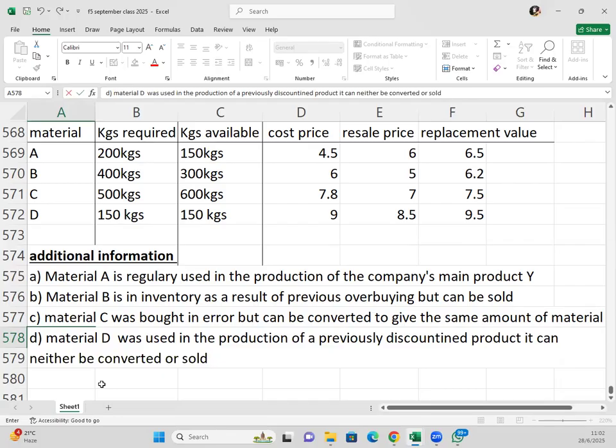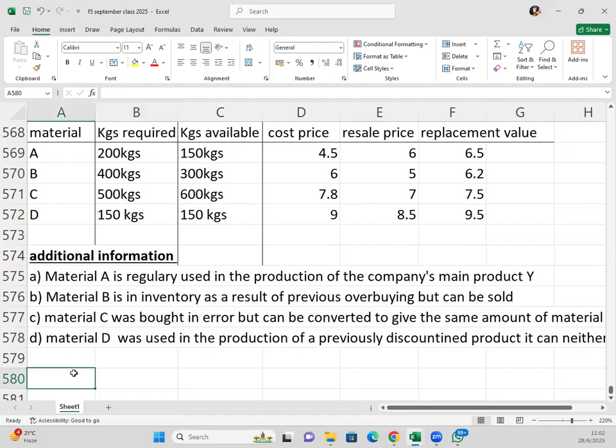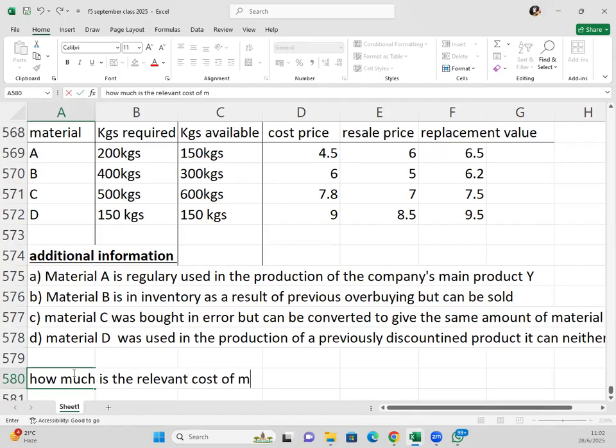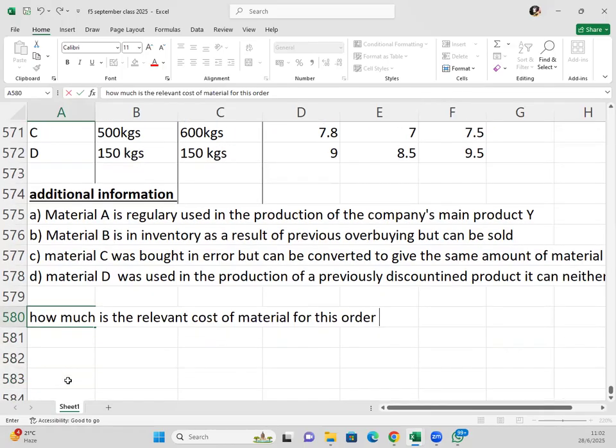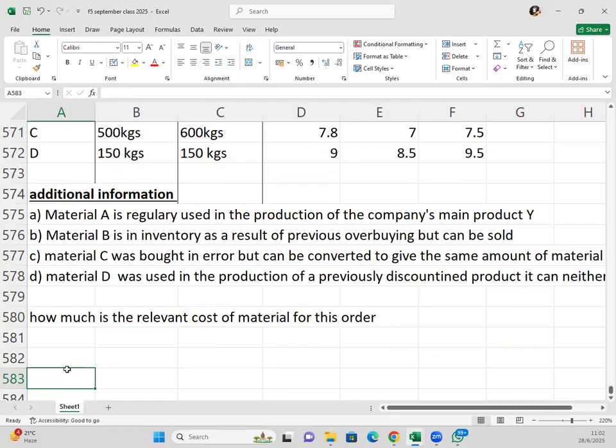Then the question is, how much is the relevant cost of material for this order?